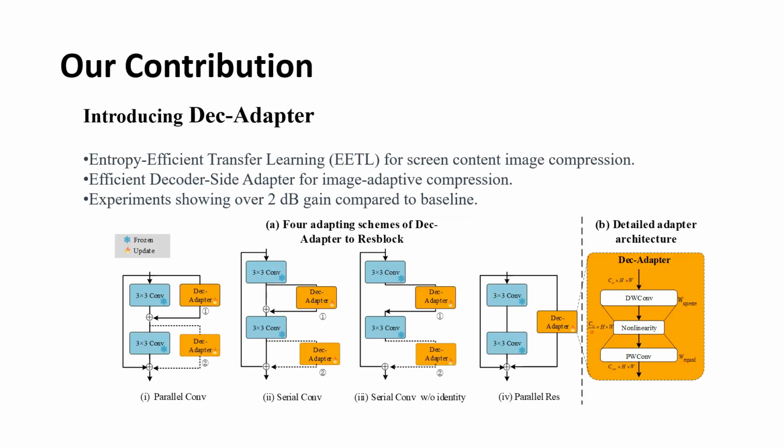This brings me to our contribution. Our primary contribution is the Dec-Adapter, which stands for Decoder-Side adapter. We introduce the concept of entropy-efficient transfer learning specifically for screen content image compression. Our Dec-Adapter is a lightweight, domain-transferable, and architecture-agnostic module. Through extensive experiments, we have demonstrated a significant improvement over existing methods, including an over 2 dB gain compared to the baseline when transferred to screen content image compression. Let's delve deeper into how we achieve this remarkable performance.